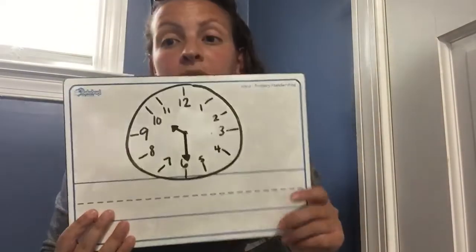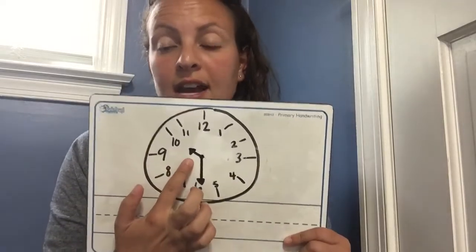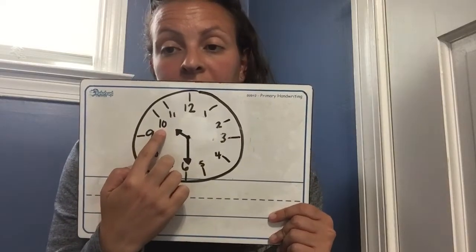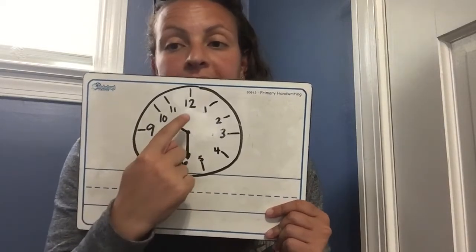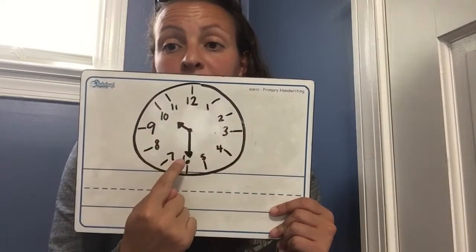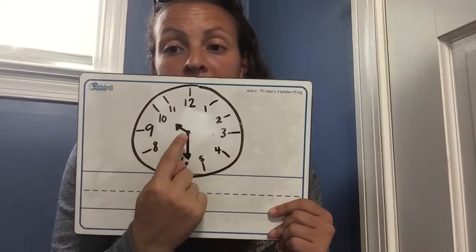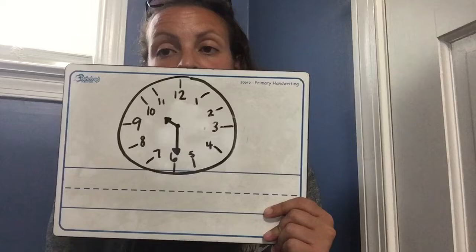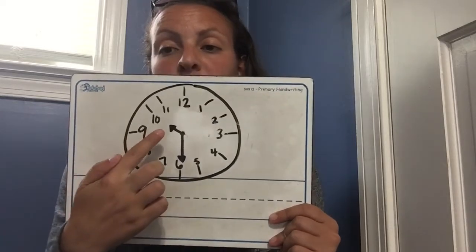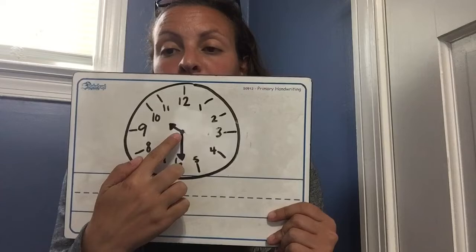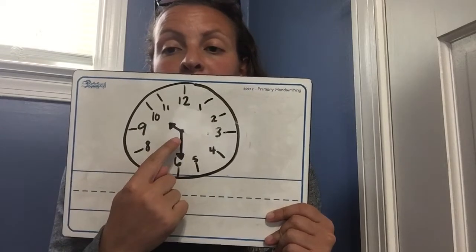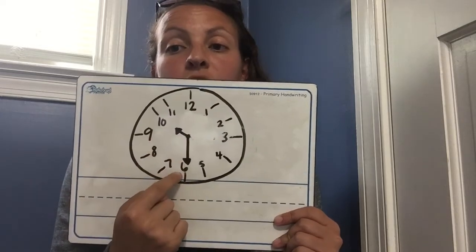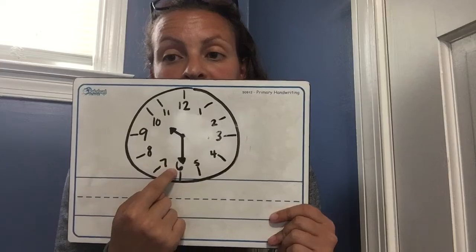Now if you look at this clock, the short hour hand is pointing to the 10, which means it's 10 o'clock. But the minute hand isn't pointing to the 12 anymore, it's pointing to the 6. So when the minute hand, the long hand, points to the 6, that means 30 minutes has gone by. So if a clock looks like this with the short hand pointing to the hour and the minute hand on the 6, the time would be 10:30 because it's pointing to the 6.